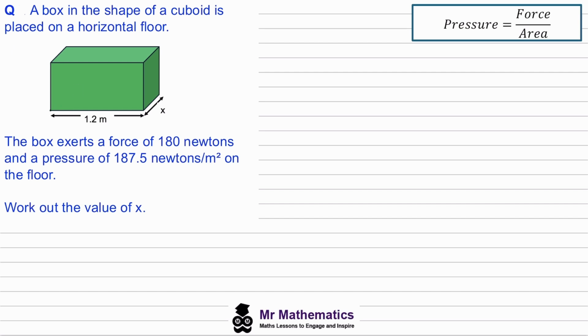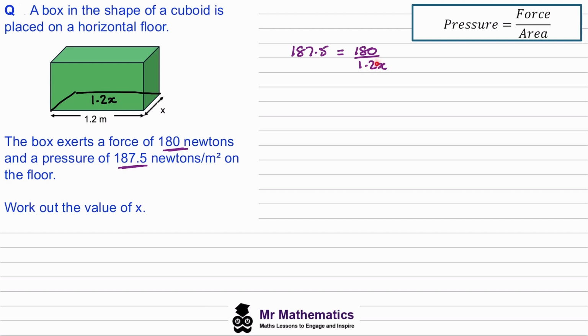Okay, so welcome back. The first thing we should do is to find the area that's in contact with the floor. This will be the area of this rectangle. So we'll just multiply the 1.2 by the x, and this will give us an area of 1.2x. And we know the pressure is 187.5. So we'll have 187.5 will equal the force of 180 newtons divided by the area of 1.2x.